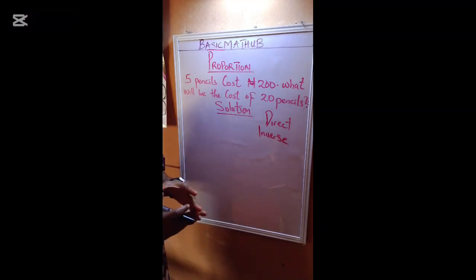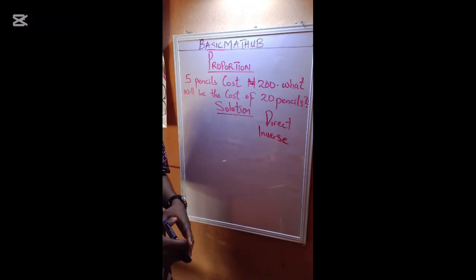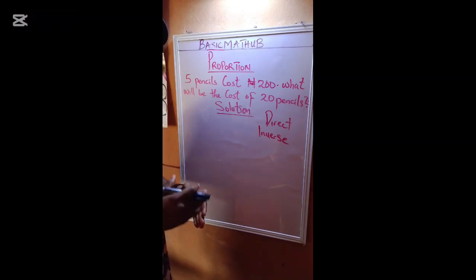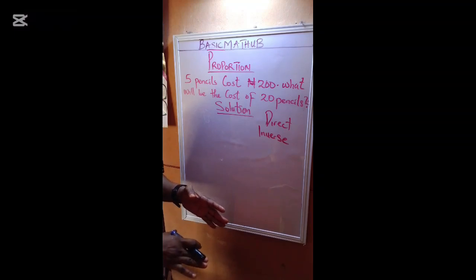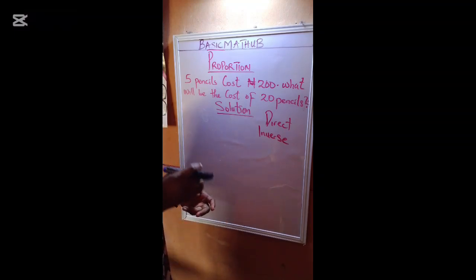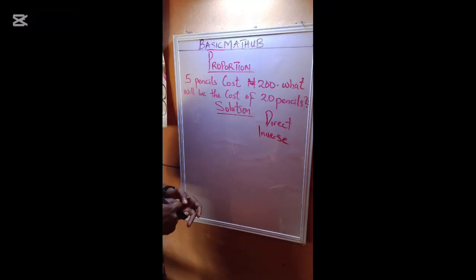The cost of any goods is going to be a direct proportion. As the number of pencils increases, the price, the amount you are going to pay for it, increases. And as you decrease the number of pencils that you want to buy, the amount that you are going to pay also decreases. So that means this question is a direct proportion.